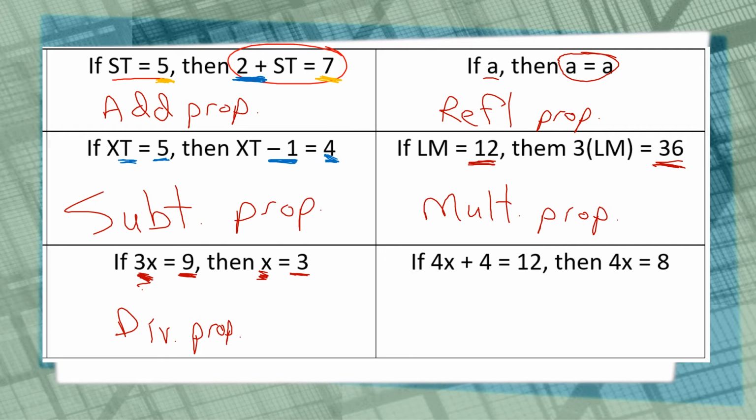Last one. I have 4x plus 4 equals 12. Then 4x equals 8. So hopefully you're recognizing that we're just subtracting 4. So this is the subtraction property here on both sides of that.